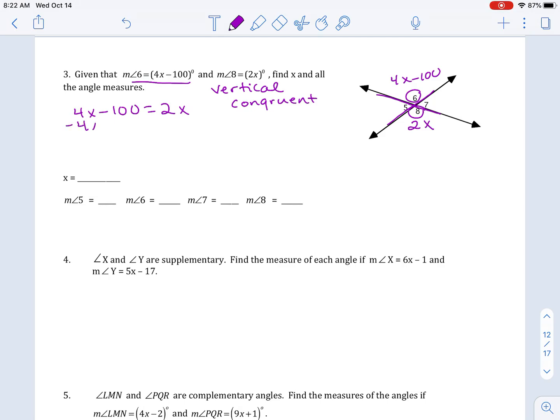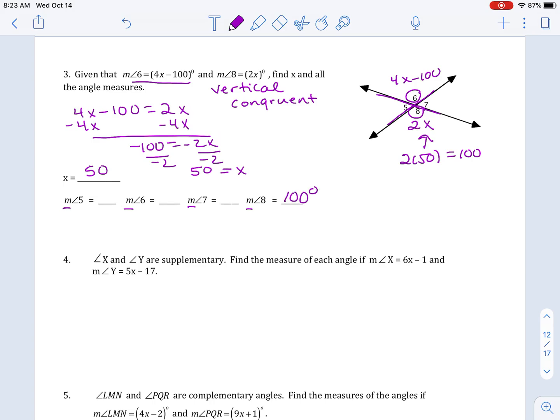So I want to get x's on one side, so I'm going to subtract the 4x. And divide by the negative 2. So we're going to end up with x equals 50. So there's the first part. Now it also asks you to find all of these measures. So that means now we're going to take that x and plug it back in. So I'm going to take that 50 and plug it in here. So 2 times 50 means this is 100. So angle 8 is 100 degrees.